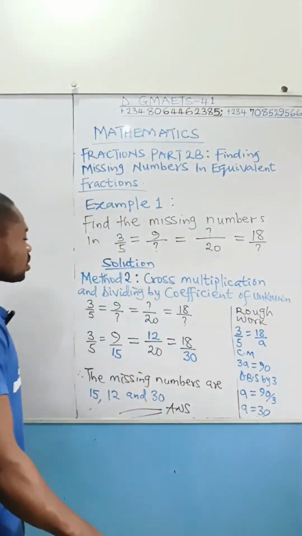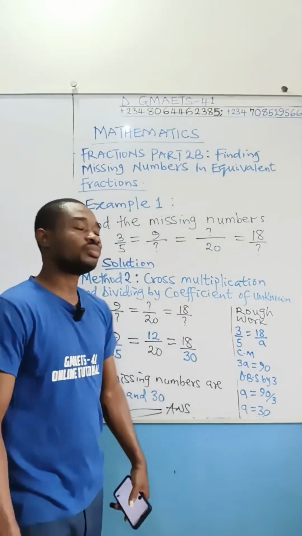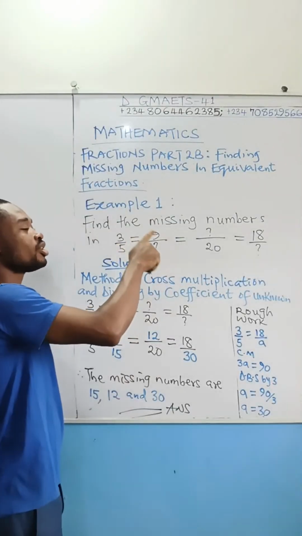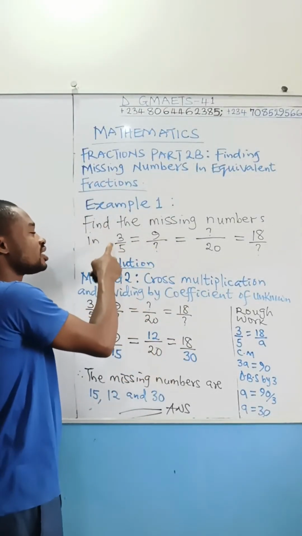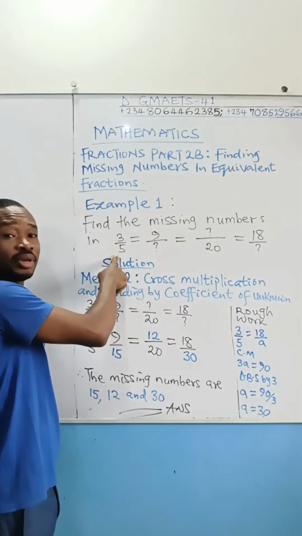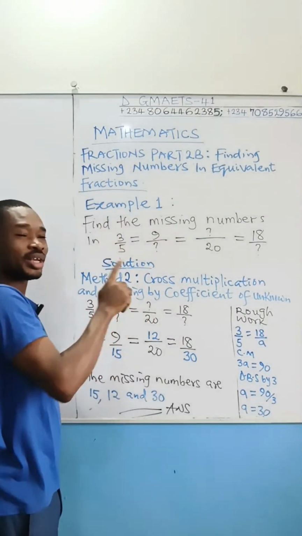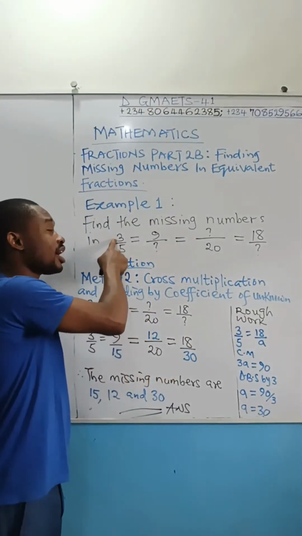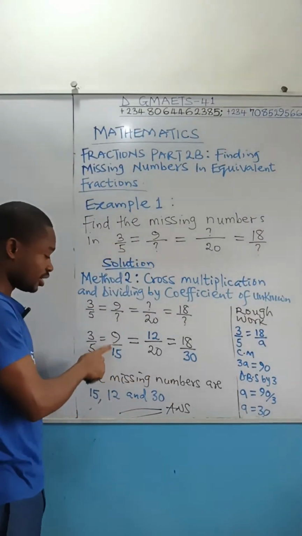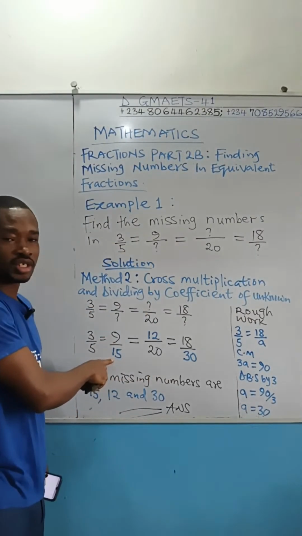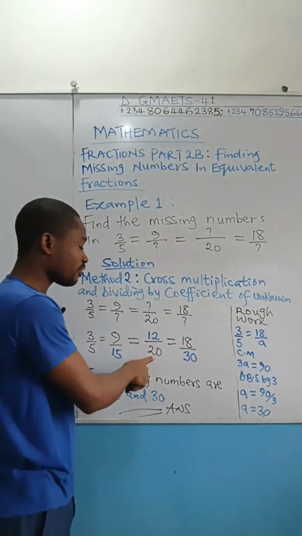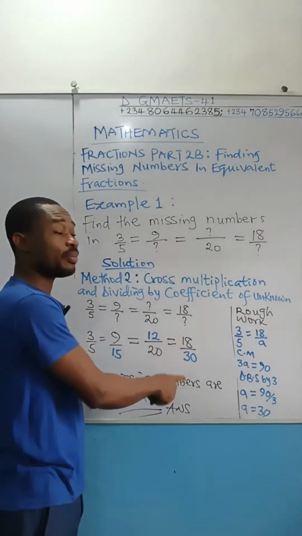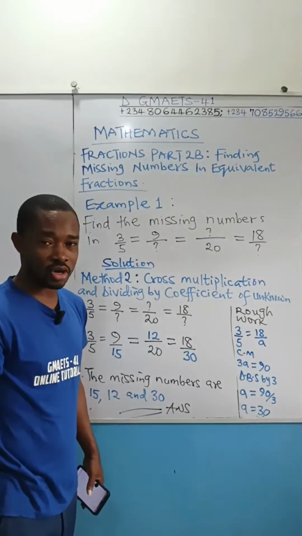So I would only advise that if the given fraction, the one with numerator and denominator given, is in its lowest term, I will advise method 1. That is to say, the fraction is given and you can no longer reduce it. Like these ones, you can still reduce them. 9 over 15 is not in its lowest form. 12 over 20 can still be reduced. 18 over 30 can be reduced. It is not in its lowest form.